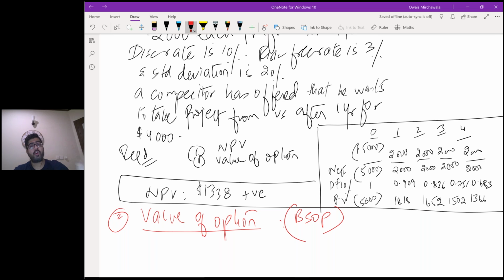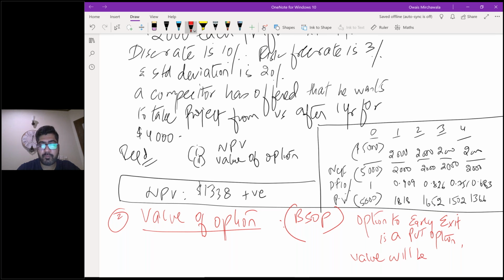So which option of investment appraisal are you provided with? Competitor has offered that he wants to delay the project, expand the project. No, he wants to take the project from us after 1 year for 4,000. This is an option to early exit: the project life is 4 years, but the competitor is saying give the project to us after 1 year. Option to early exit, find the value of option. The value will be found through BSOP, and we all know option to early exit is a put option.